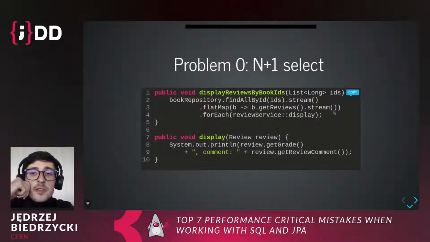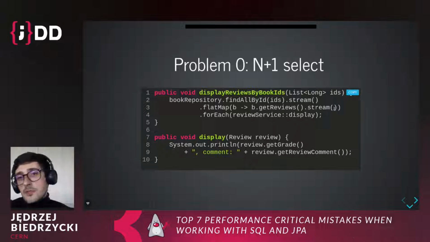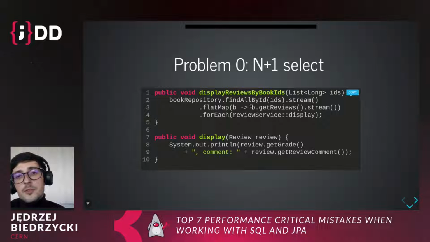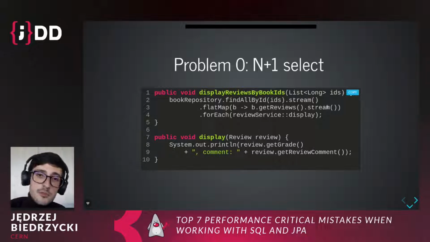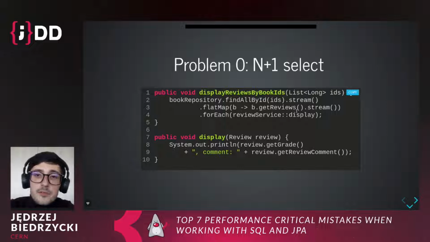And the first problem I'd like to discuss is the n+1 select problem. So suppose that we were given a task to display all the reviews for a list of books, given the book IDs. We can do it in the following way. From the book repository, we're finding all the books, and for every book we get the reviews. We stream them, we're flattening the structure, and then we're displaying the reviews.